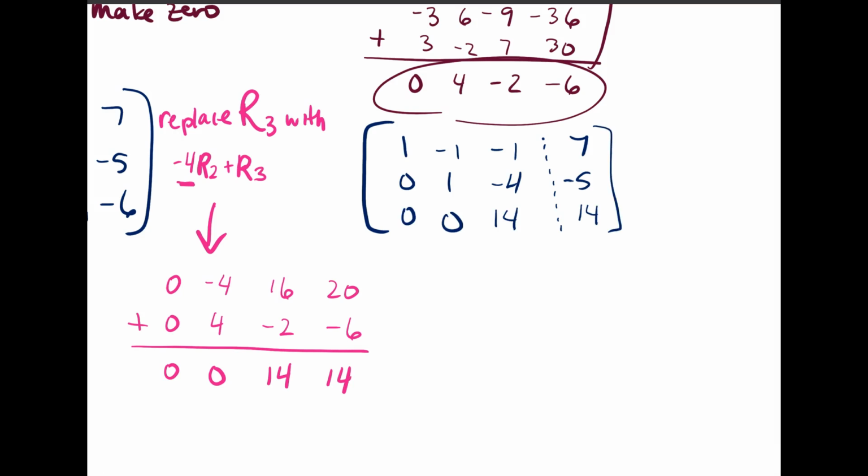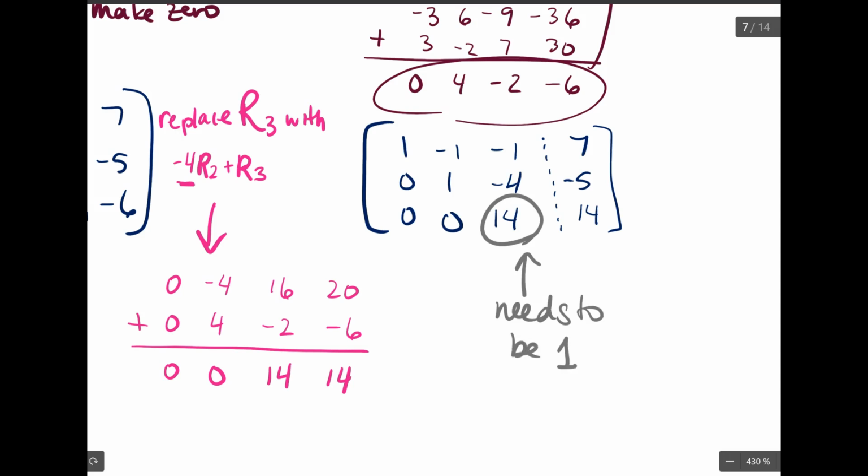Okay, so we're close. We're getting there, right? The last thing we need to do to make sure this is in triangular row echelon form, what's the last step? Exactly. We need to fix this 14. I need to make it 1. I need to make this a 1. Multiply by the reciprocal.